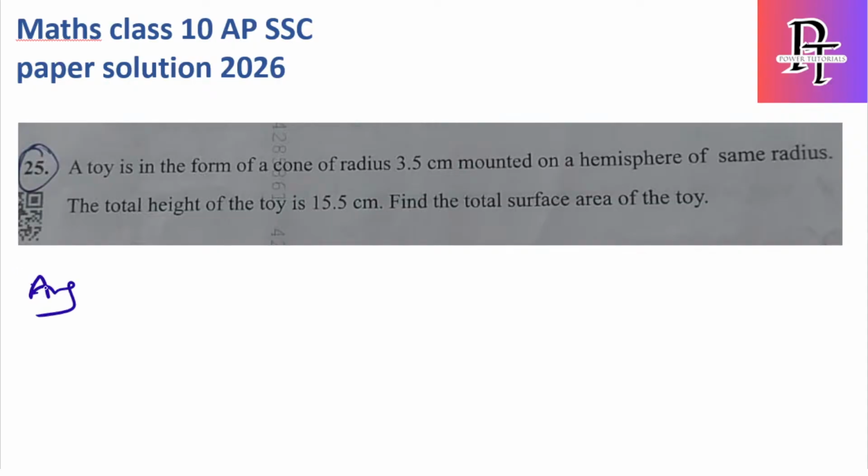A toy is in the form of a cone of radius 3.5 centimeters mounted on a hemisphere of same radius. So we have a cone which is mounted on a hemisphere. The radius they have mentioned as 3.5 centimeters. Total height is 15.5.